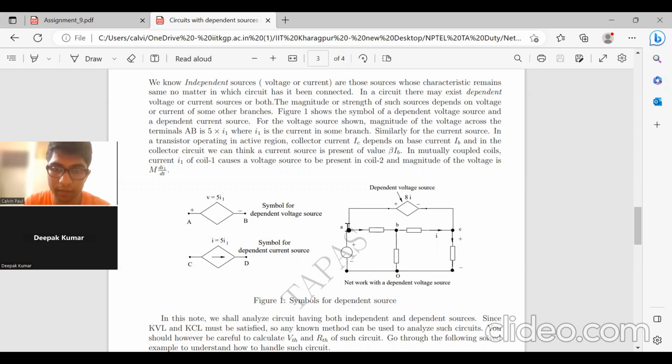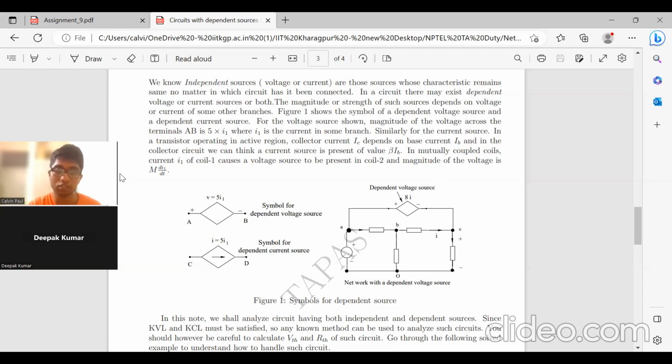Now we'll consider this network. There's a source over here, some impedances, some sort of elements, and between B and C there is one element and a current I flowing. Between nodes A and C, there is a dependent voltage source whose magnitude is given by 8 into I. If in the circuit current I was 2.25 ampere, what will be the voltage across this dependent voltage source? 18 volt. Okay, so that way we can remember.